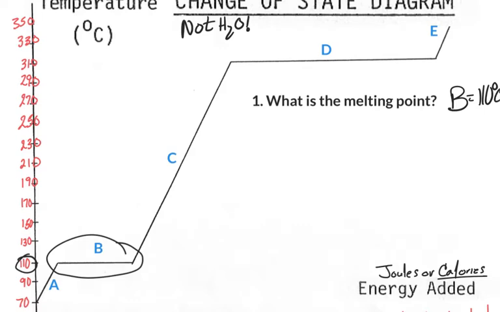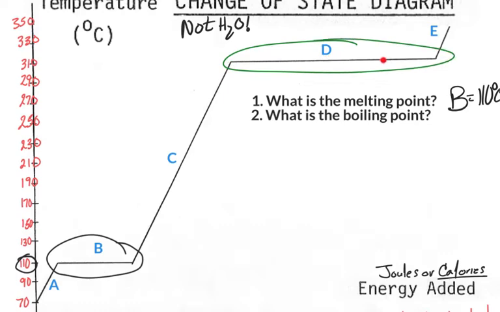And then we can ask the boiling point, and that's going to be the other flat line up here, and that's letter D. If we read all the way across over to here, we can see that that's about 310 degrees Celsius. And of course, this would be the condensation point in a cooling curve. So we can know the boiling point and the melting point just by looking at this heating curve. And of course, you would see the same thing in a cooling curve.